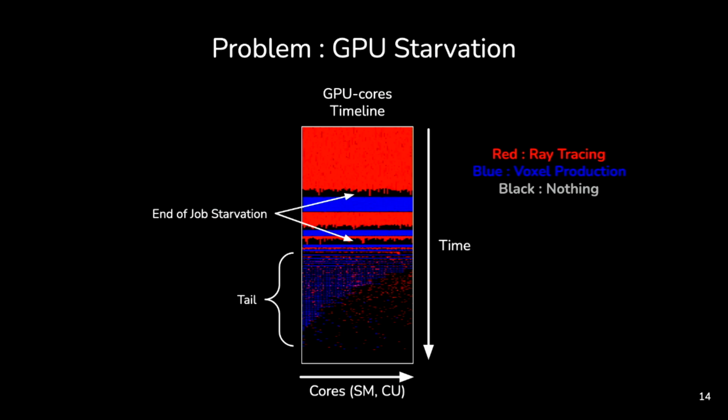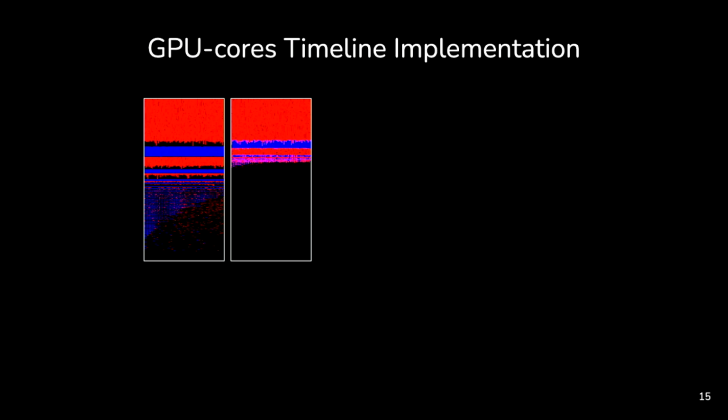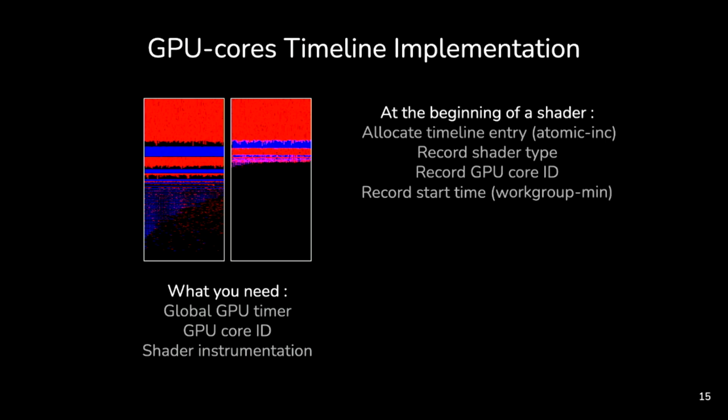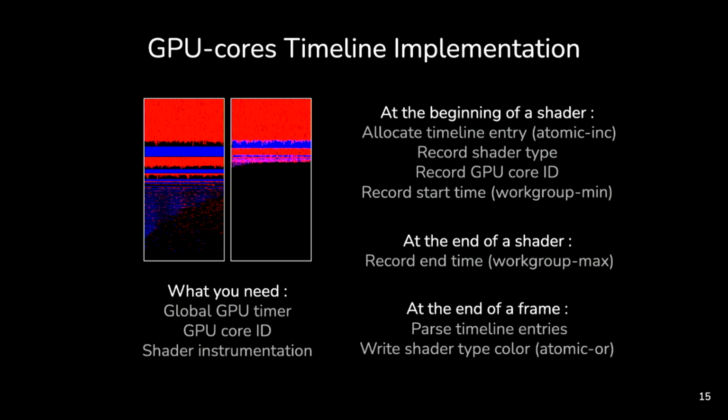For those that might be interested, here is how our GPU core timeline is implemented. All it required is a global GPU timer, a GPU core ID, and the ability to instrument your shaders. At the beginning of a shader, it allocates a timeline entry and records to it the shader type, core ID, and start time. Then at the end of the shader, it records the end time, so it gives us an interval. And now at the end of the frame, another shader can parse all those timeline entries and create the displays that you see here. And it runs in real time.